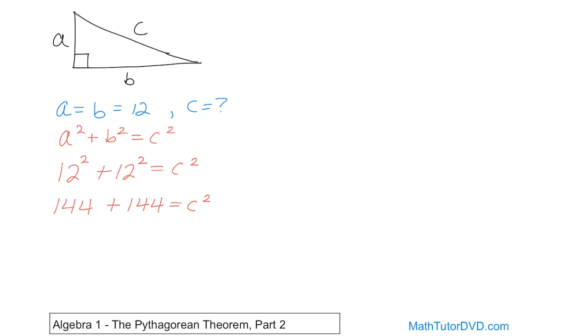Now let me flip things around. On the left hand side I'll put C squared. On the right hand side, what's 144 plus 144? 288, like this. Now let's continue our solution over here. C squared is equal to 288.